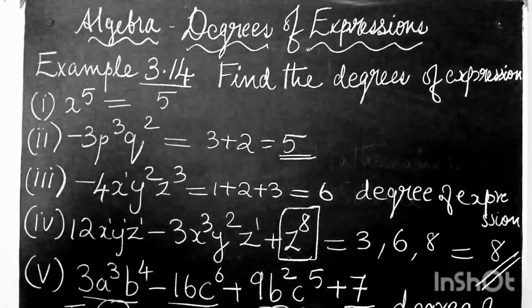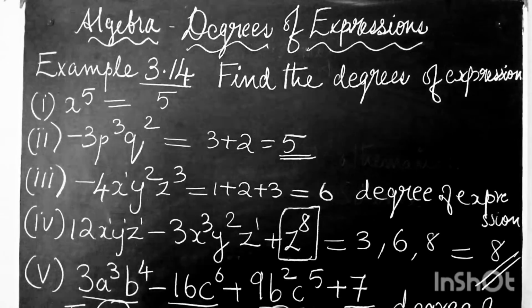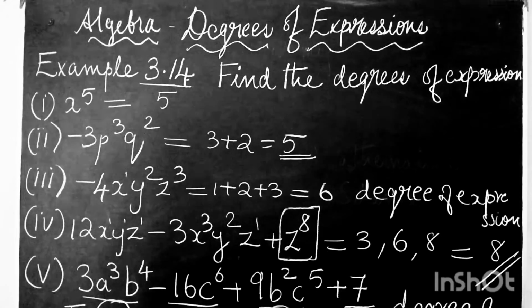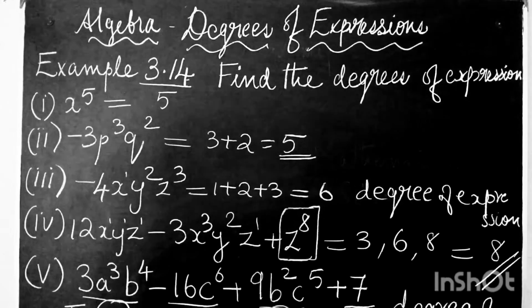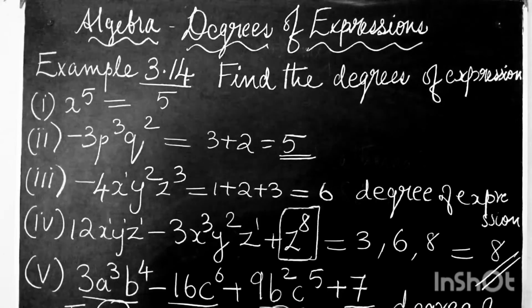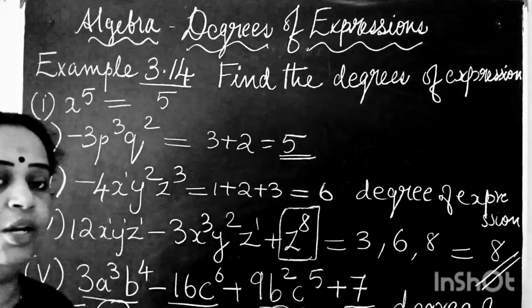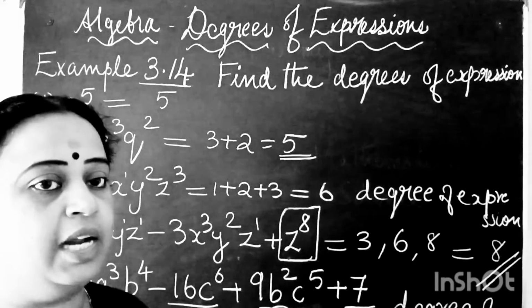Understanding? Very simple. So just count the powers, look into the terms, look into the variables in each term, then add up the powers that are there, and whichever term has the highest degree, that value will be the degree of the expression. Understanding? Yes.